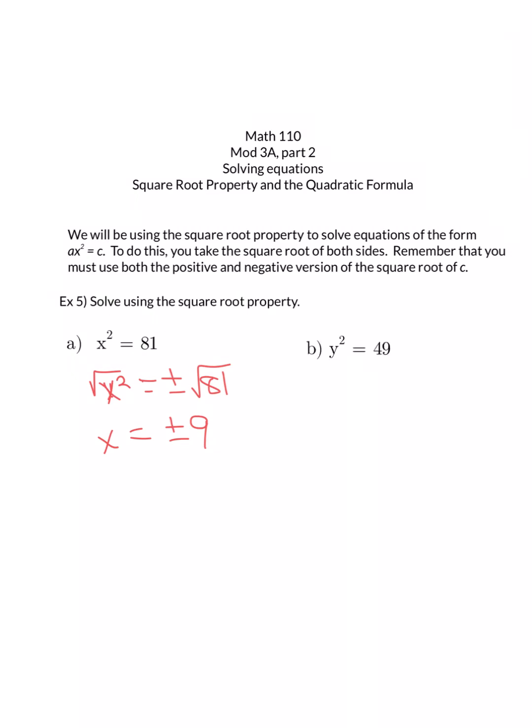Our second example is also a very basic one. If we do the square root of both sides here, the square root of y squared equals plus or minus the square root of 49. The square root of y squared is y, equals plus or minus the square root of 49, which is 7.